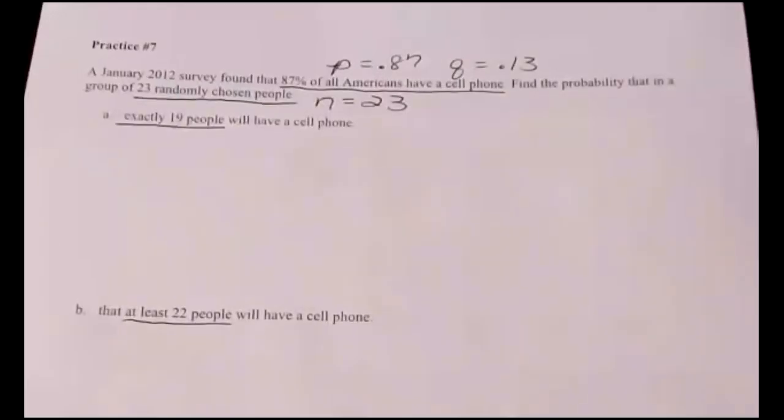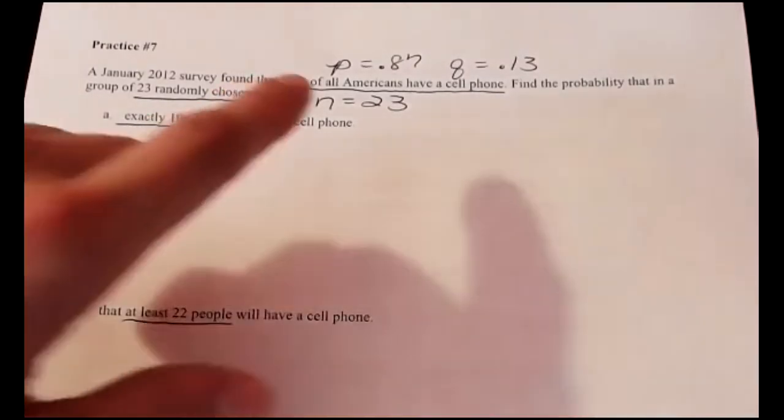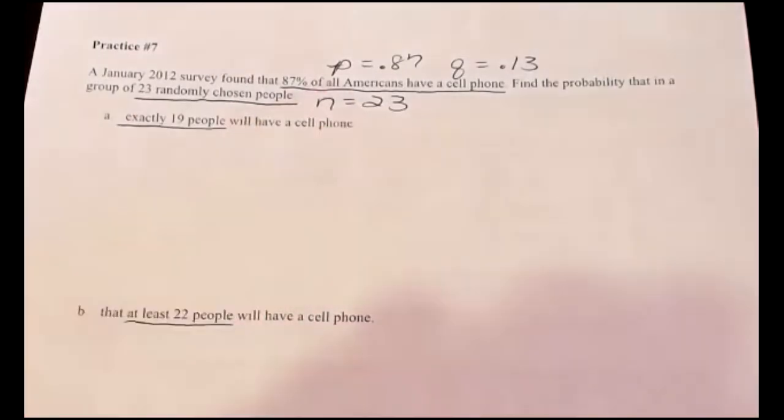Okay, so when we examine practice number 7, the first thing we notice is that the probability of success is 0.87, right? 87% of all Americans have cell phones. The probability of failure would then be 0.13. It's what's left over, right? Out of 100%, 87% and 13%. Find the probability that in a group of 23 randomly chosen people, which means that N, the total number of people I'm surveying, or analyzing, or just questioning, is 23.